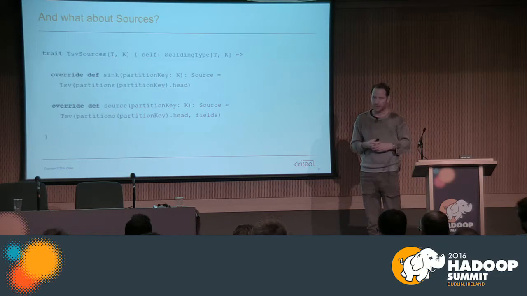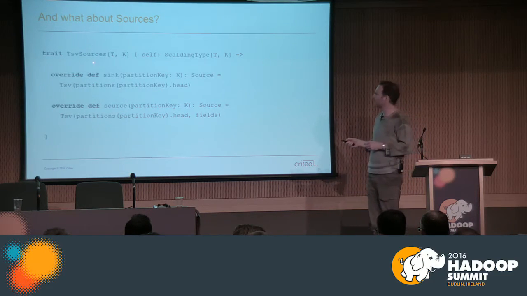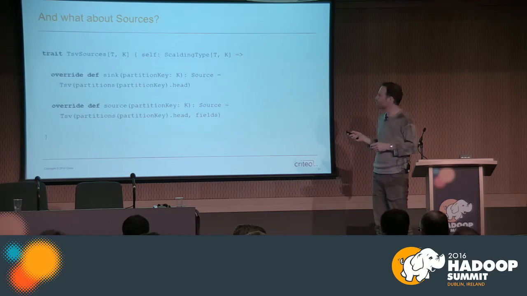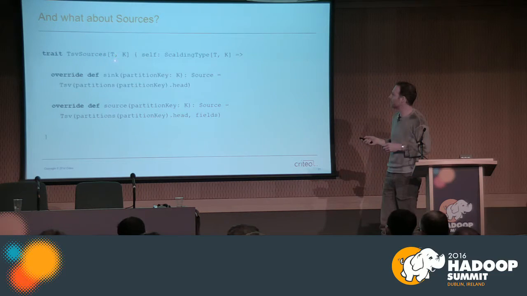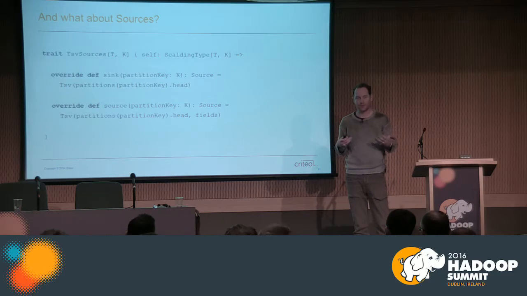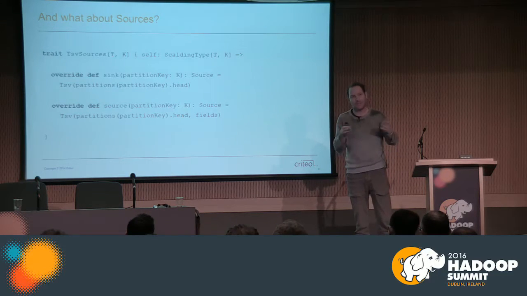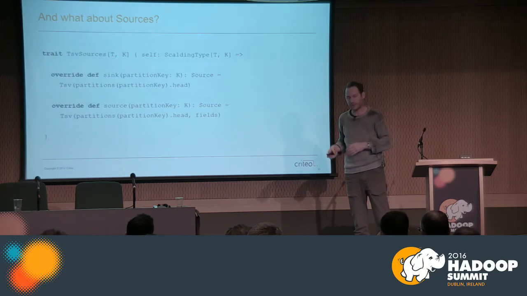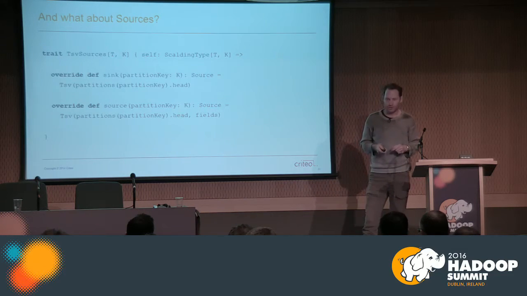So then we need to have sources. This is a tab-separated or text-delimited source, again for a given type with a given key, because we're going to actually start working with partitions at this point. It's a self-type, again, don't worry too much about that. That's just how you can ensure that you can do a mix-in of this trait with other traits, and you can stack things. But just gloss that over.